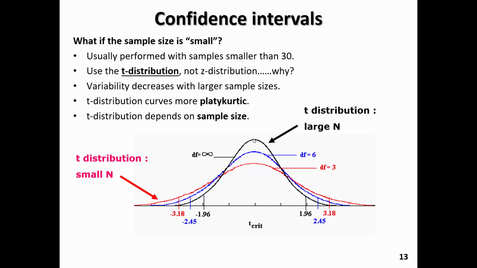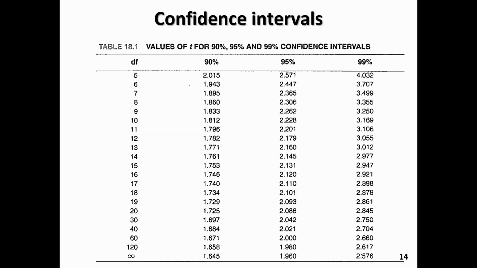Recall the normal distribution has 95% confidence limits at plus minus 1.96. But at much smaller sample sizes, so with a degree of freedom of 6, where the sample size would be 7, or a degree of freedom of 3, where the sample size would be 4, we see that the 95% confidence limits get wider and wider and wider. And so to determine what the actual t-value is in calculating a confidence interval, we use what's called a t-table.